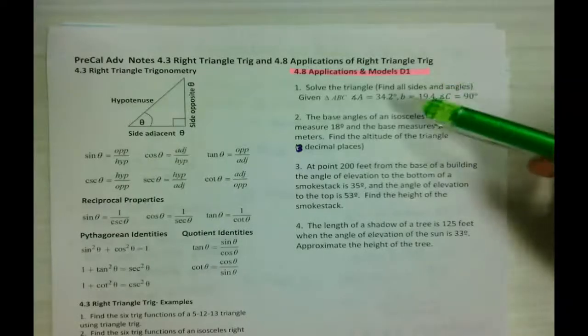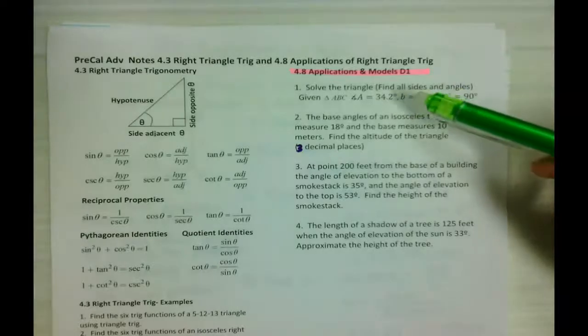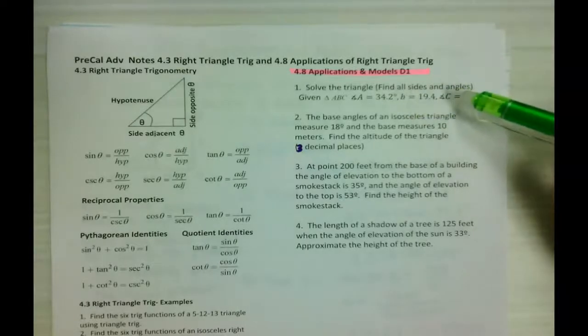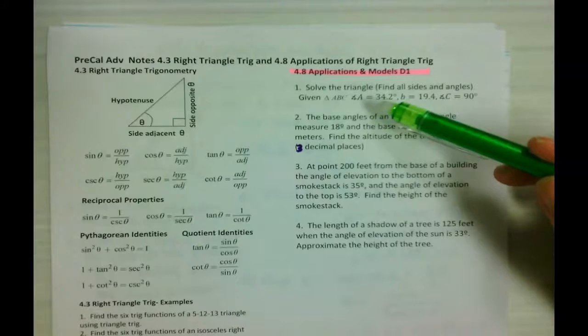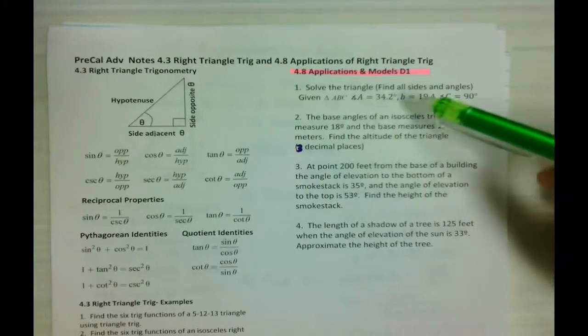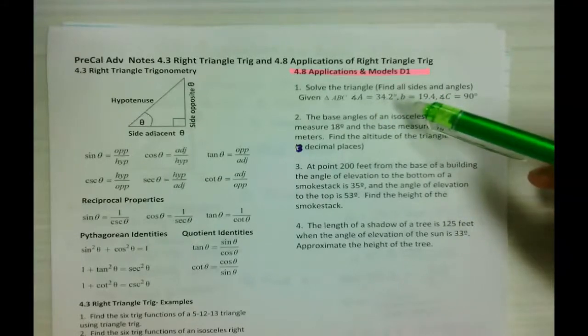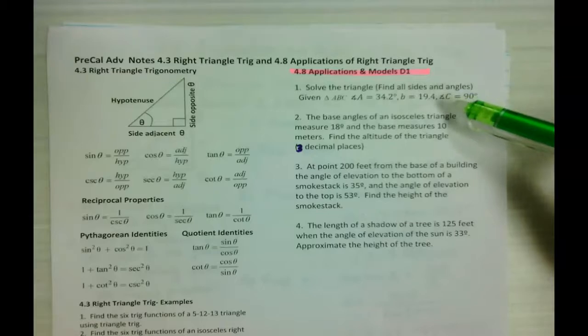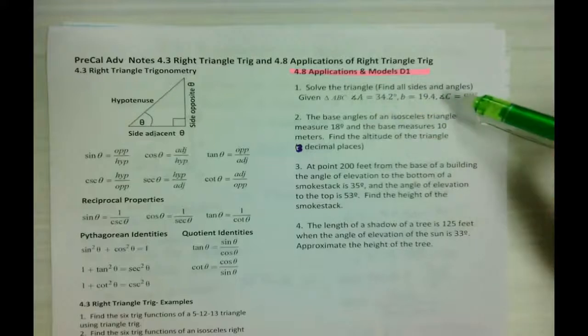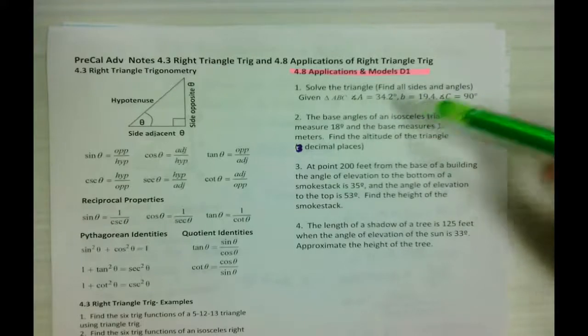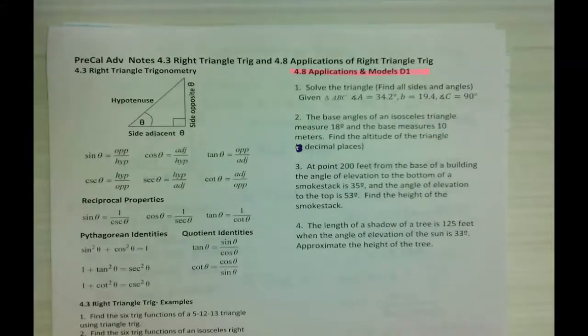So the first problem says solve the triangle. That means, remember, finding all sides and all angles. So I'm given triangle ABC. I'm given the measure of A, which is 34.2 degrees. I'm given a length of B, which is 19.4, and I'm given an angle C, which is 90 degrees. So I'm going to draw my triangle ABC. I'm going to label angle A and C and side B, and then I'm going to look to see what it is that I have missing so that I'll know what I need to calculate.